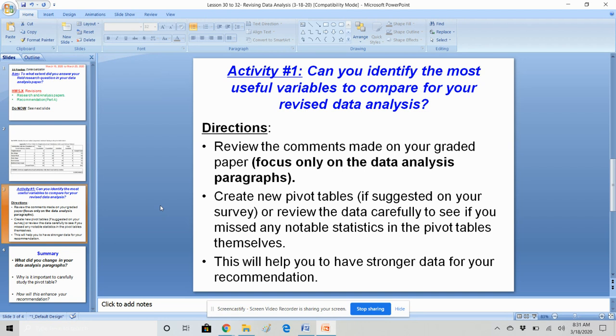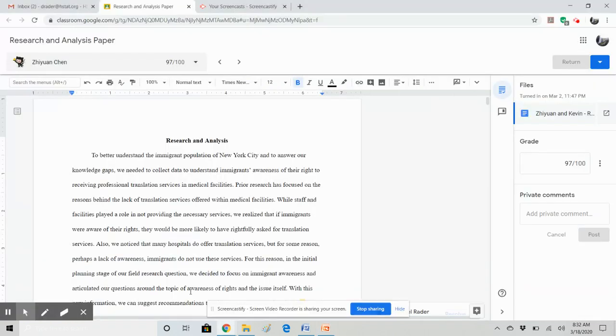This will allow you to have stronger data for your recommendation, which will allow you to do a better job writing Part A of your recommendation, specifically the 4th paragraph where you have to talk about the feasibility of your papers. What I would like to do now is move into a sample paper. This was written by 2 of your classmates, and I thought it was a really, really good paper, so I'd like to share it with you all.